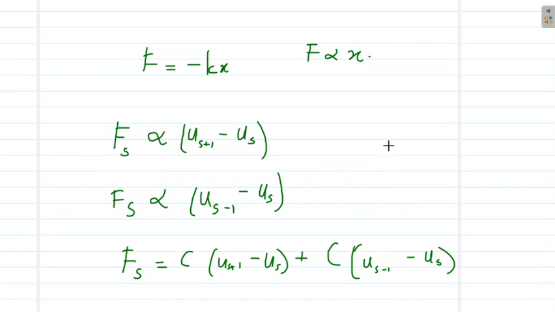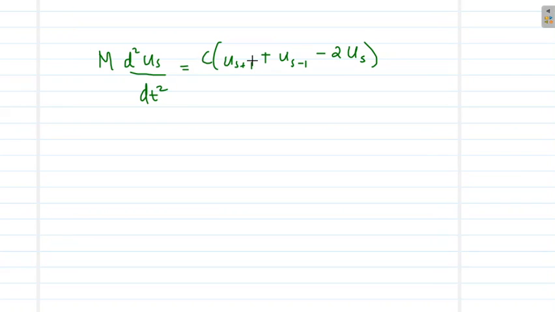Now let us write the equation of motion of the plane s. For that, we know we can represent force by m into d square u by dt square, right? Mass into acceleration is force. So let us replace this term F_s by m into d square u_s by dt square, which will be our equation of motion. So it is m into d square u_s by dt square, which is equal to C into (u_s plus 1 plus u_s minus 1 minus 2 u_s). So this is the equation of motion of the s plane.